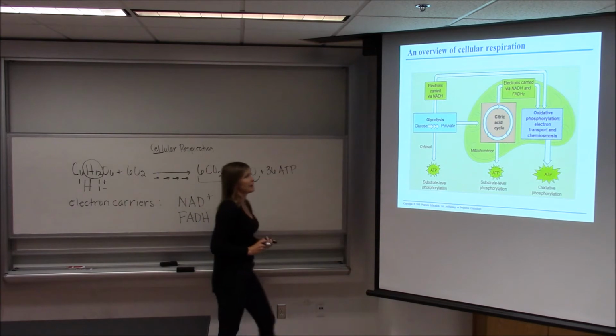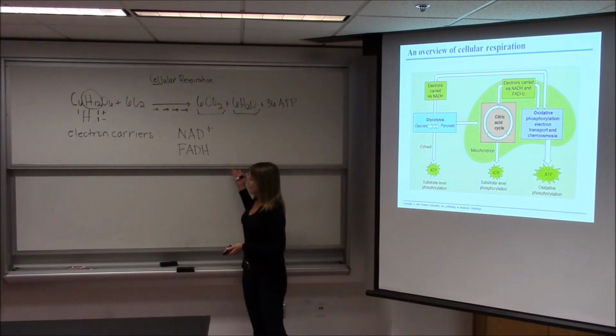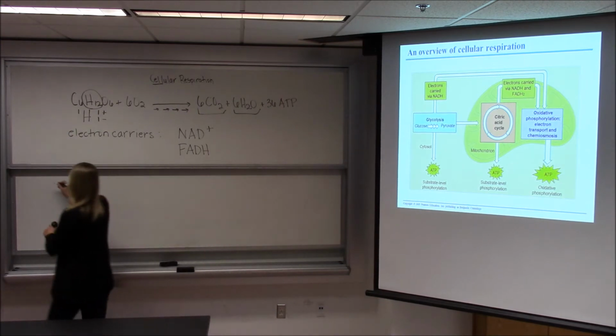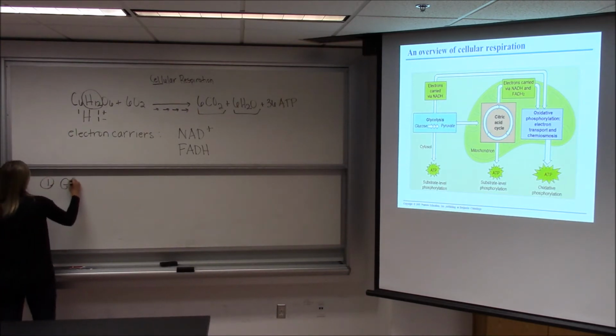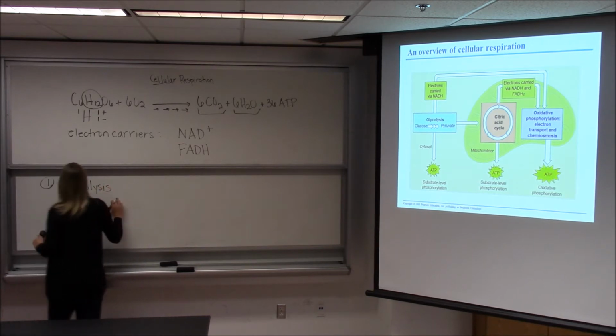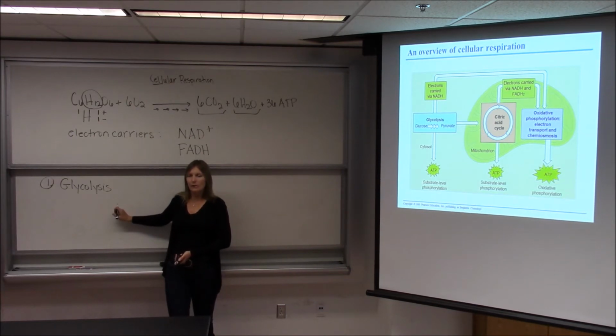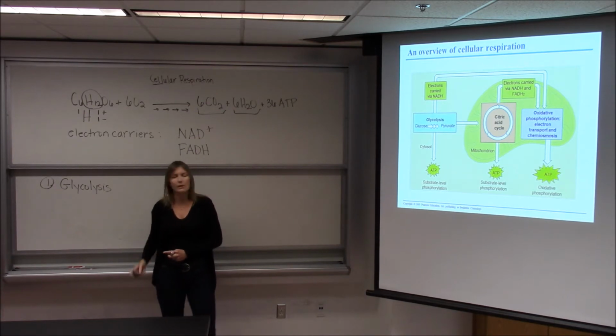We're going to start with glycolysis out here in the cytoplasm of the cell. So first stage of cell respiration, glycolysis. Glycolysis, this means sugar splitting. We're going to start with a 6-carbon glucose, and we're going to go through the steps of glycolysis, and at the end we're going to end up with 2 3-carbon molecules called pyruvate.